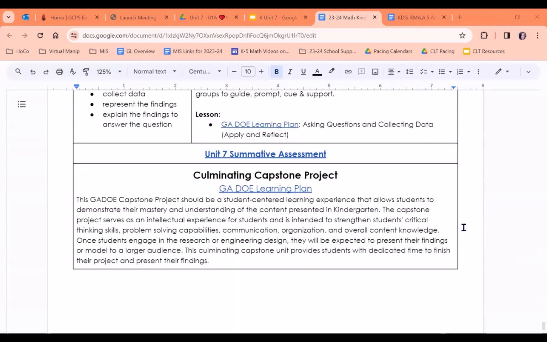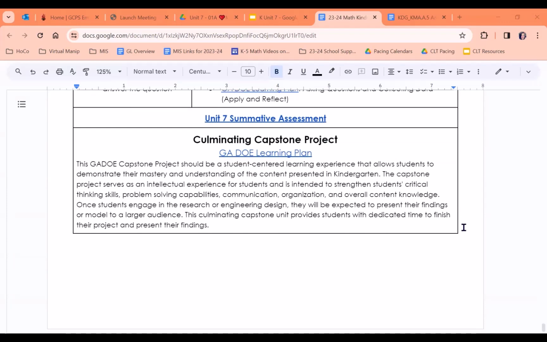The pacing guide then includes a link to the Georgia Department of Education's culminating capstone project. This should be a student-centered learning experience that allows students to demonstrate their mastery and understanding of the content presented in kindergarten. Multiple ideas for projects are included in the DOE learning plan.